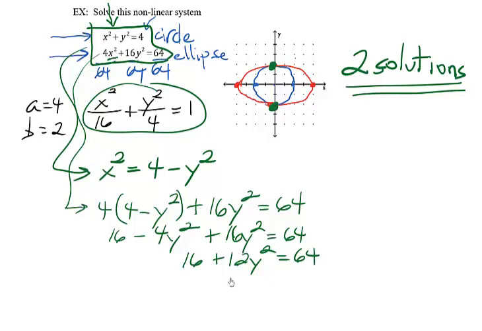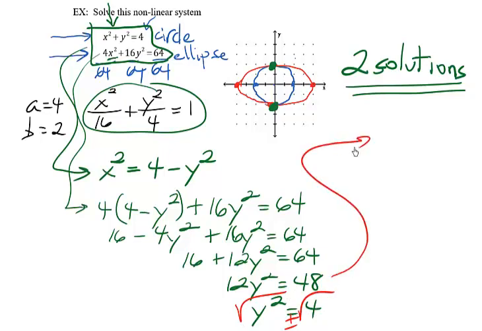So we'll subtract the 16, and then we will divide by the 12. Thankfully, this has worked out pretty nice. Go to square root, don't forget the plus or minus. And I end up here from this part with y equals plus or minus 2. Now that's not the end, right? We're looking for ordered pairs.